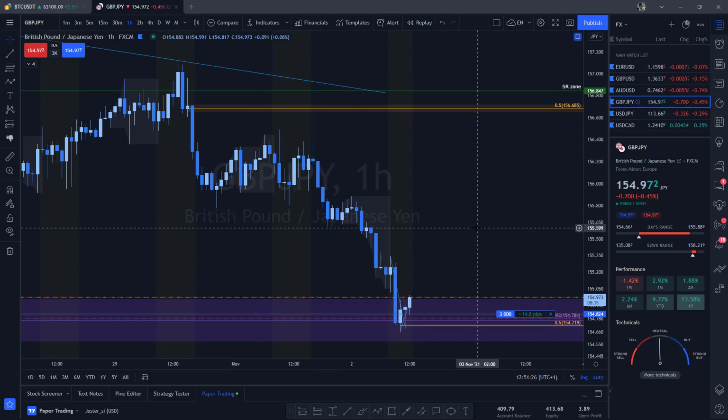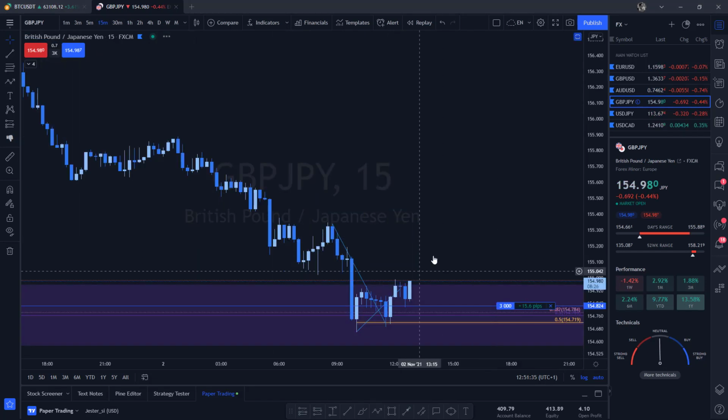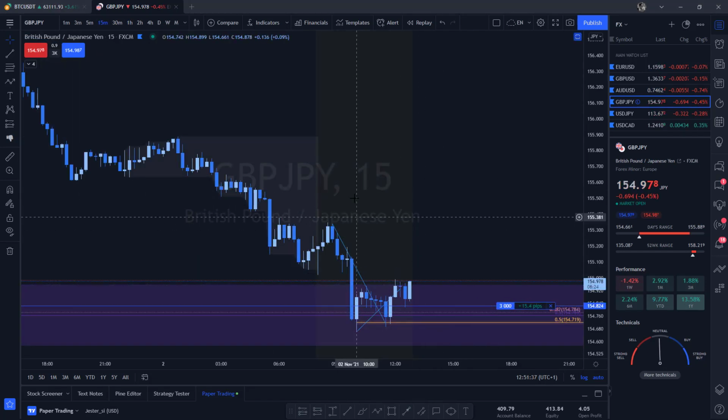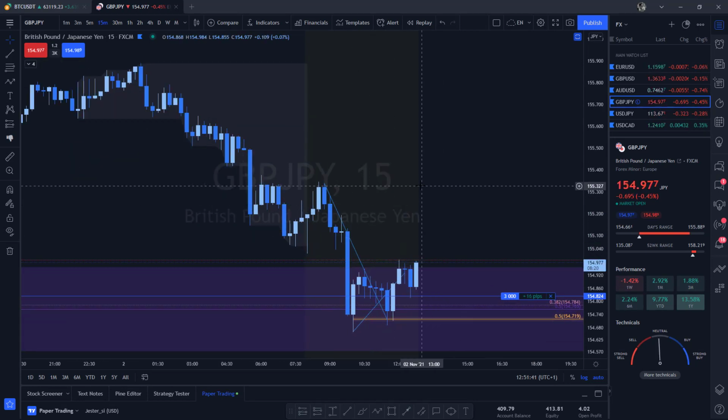Okay, now let's take a look at this demo buy trade here on the 15-minute. For me, the 15-minute is the best intraday chart. The 1 minute is just for refining the entries.